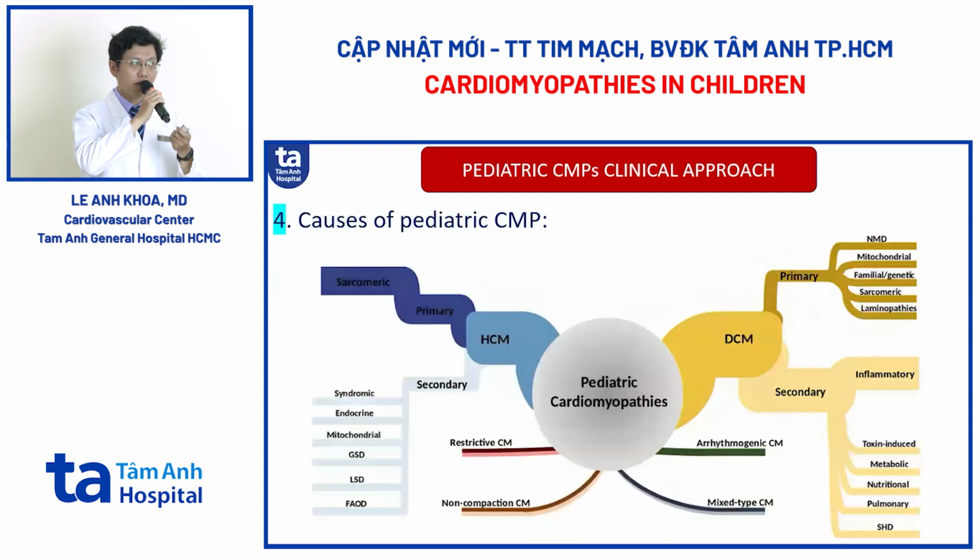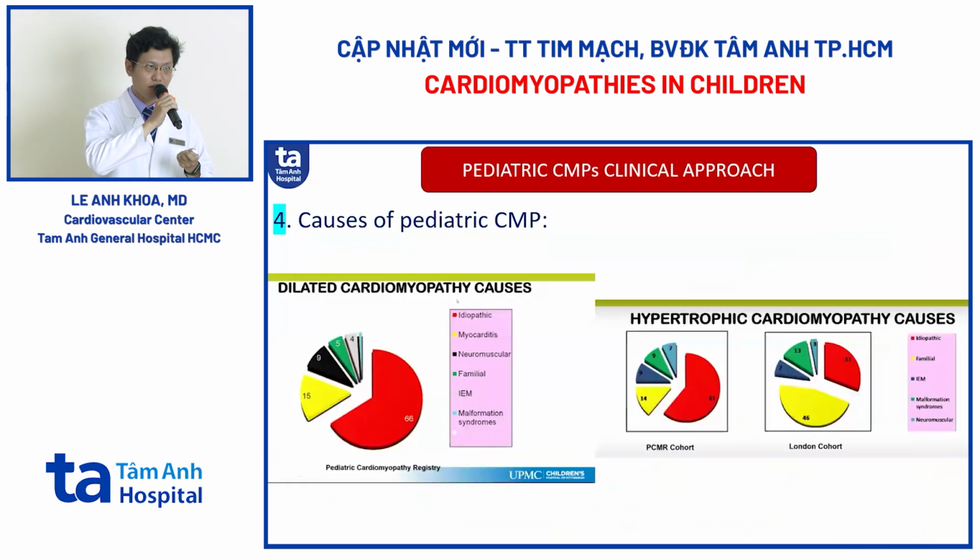Step 4, we have to search for the causes of pediatric cardiomyopathy. We can see here the causes of cardiomyopathy are divided into secondary and primary causes, and we must confirm or exclude all the secondary causes before we confirm the cause is idiopathic. You can see here that idiopathic is the most common cause in both dilated cardiomyopathy and hypertrophic cardiomyopathy.